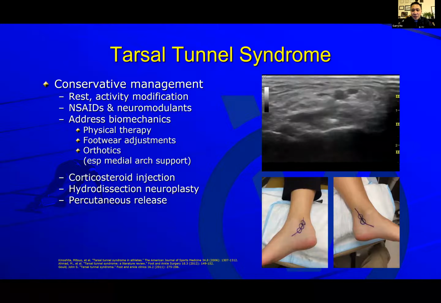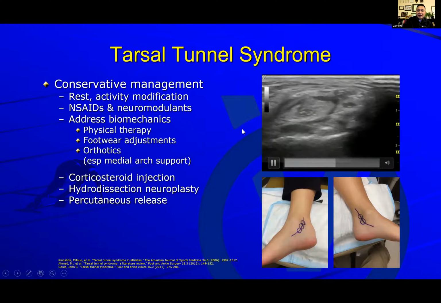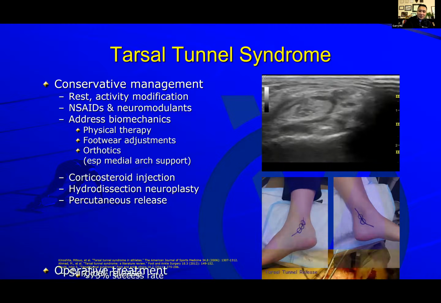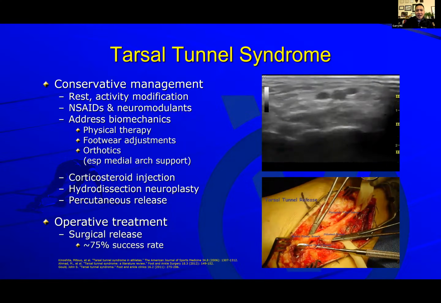Treatment: physical therapy, working on foot mechanics, footwear adjustments, perhaps orthoses, and then injections and hydrodissection, as shown here, can be particularly useful. You can also do a tarsal tunnel release, which can be done percutaneously or surgically.